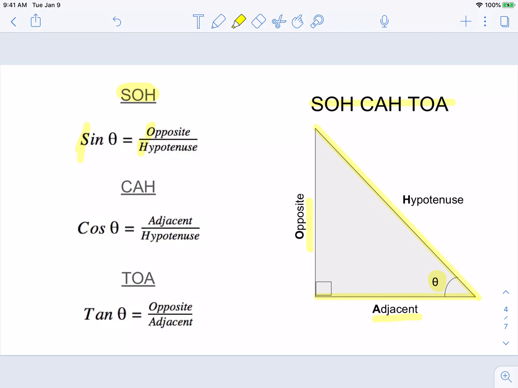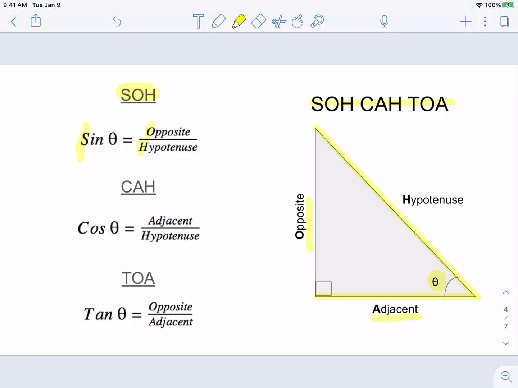Okay, so when you're looking at these problems and you're like, oh, how do I know if I use sine, cosine, or tangent? It depends. What do you know? And what is it that you're trying to solve? So for sine, if I happen to know the opposite leg and the hypotenuse, oh, I could solve for theta. Or if I know theta and the opposite leg, I could solve for the hypotenuse.